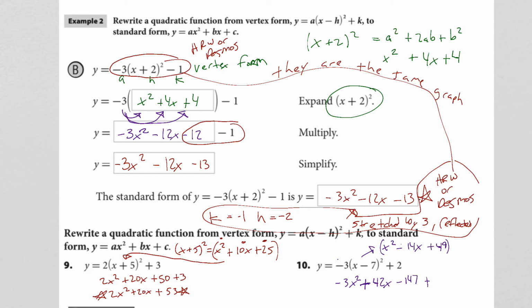And then we can't forget about the plus 2. Right, those combine. Final answer right here: minus 3x squared plus 42x minus 145. So teeny tiny amount of space, but somehow we still made it work. Let's try the last little bit of notes.